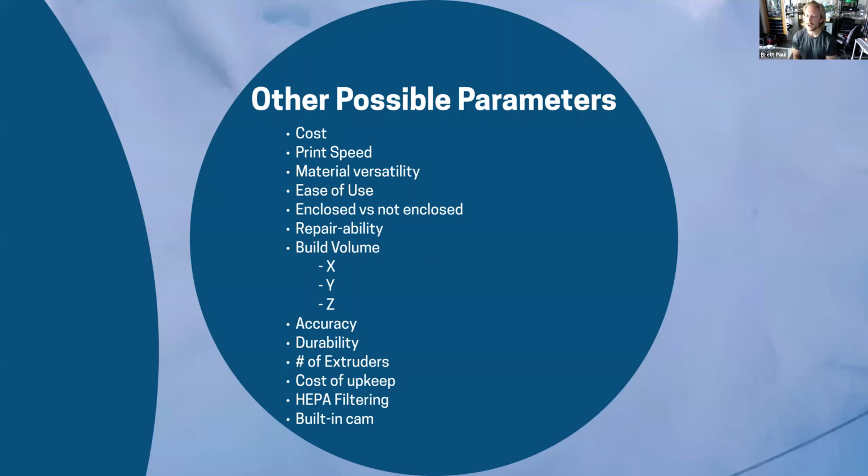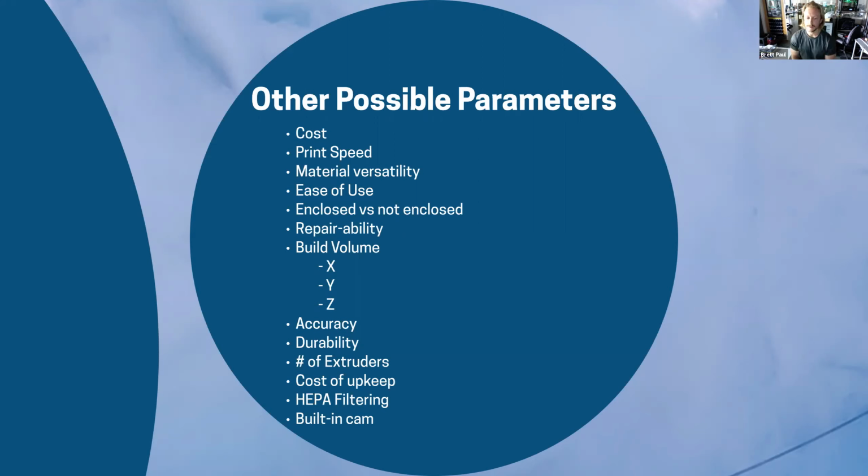Repairability, that's kind of serviceability, what Mason hit on. The build volume, accuracy, durability, the number of extruders, okay? So some printers come with multiple extruders, and that can allow you to, say, diversify your applications.